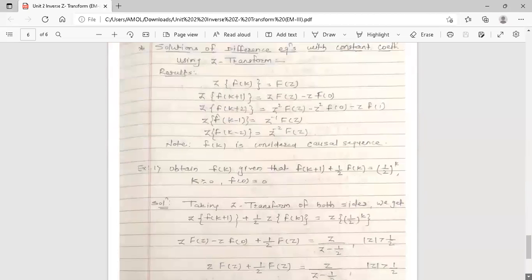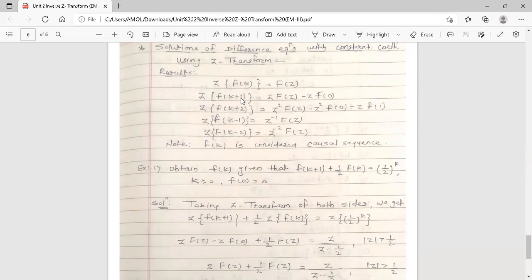Now the next topic in this unit is solution of difference equations with constant coefficients using Z transform. Now, solution of difference equations with constant coefficients using Z transform. The results are here, some results. Z transform of f of k is equal to f of z.